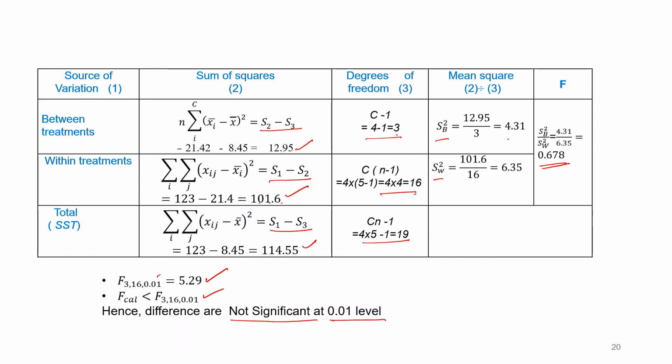Therefore, H0 is going to be true. So there are no significant differences between the means, that is, the mean mistakes committed by the 4 different technicians.